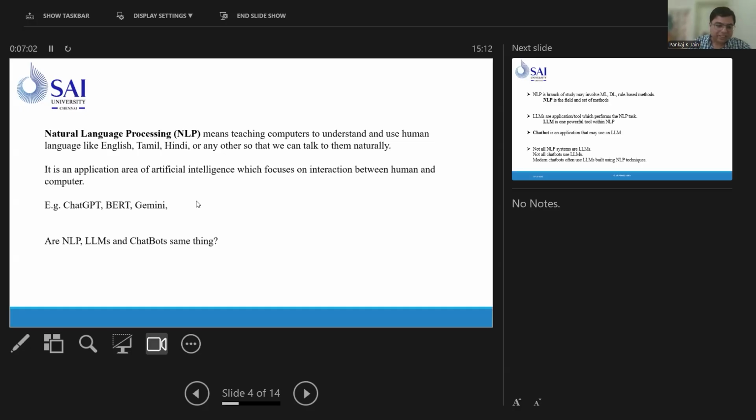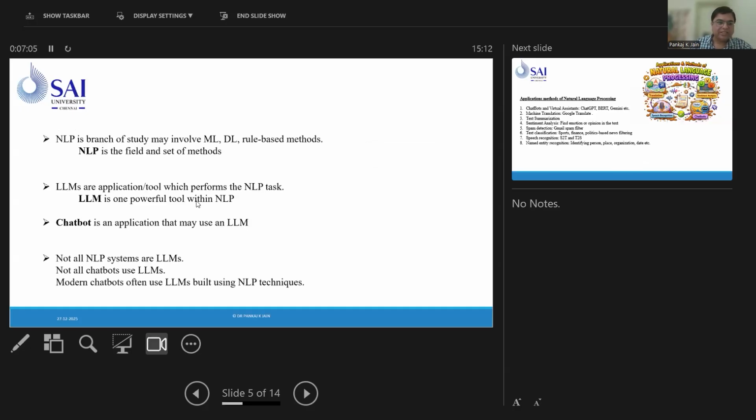So basically, natural language processing is the branch of study under the umbrella of artificial intelligence. LLMs, or ChatGPT or Perplexity, are applications based on natural language processing. And ChatGPT chatbots are basically applications developed as an interface for humans to interact with the computer.